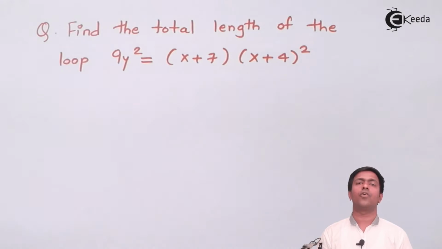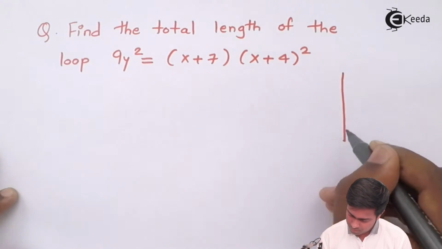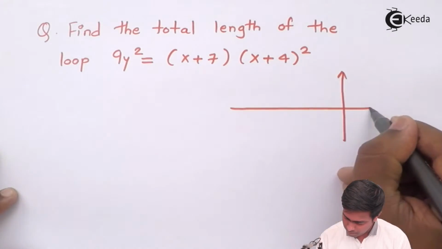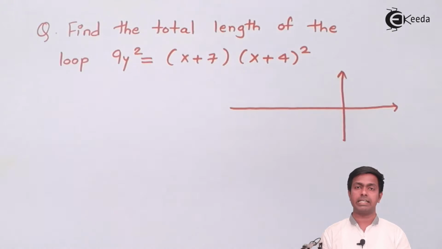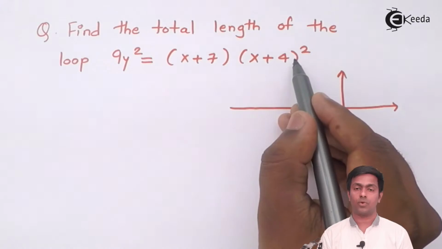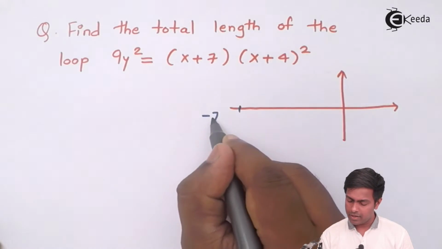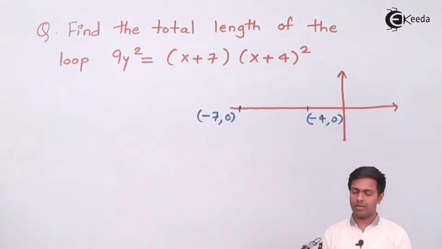To draw the curve, first of all, I'll draw the x and y axis. Now if you observe this curve, it is a loop, and to draw the loop we know that it intersects the x-axis at 2 points. To know those 2 points, we substitute y as 0, because on the x-axis the value of y is 0. So if I put y as 0, we get the value of x as -7 and -4. Let's say this is the point -7, 0, and this is the point -4, 0. I'm just taking rough points.